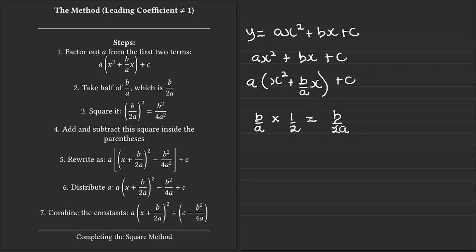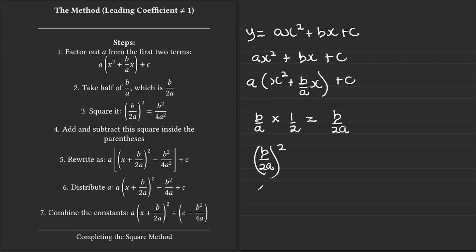Now, if we take this, we now square it. Whatever you have here, you square it. So it simply means, let's take our b over 2a, and then we square it this way. If you are able to square it, now you come back to your bracket here, and then you add and subtract this square inside. You are doing everything inside the parenthesis.